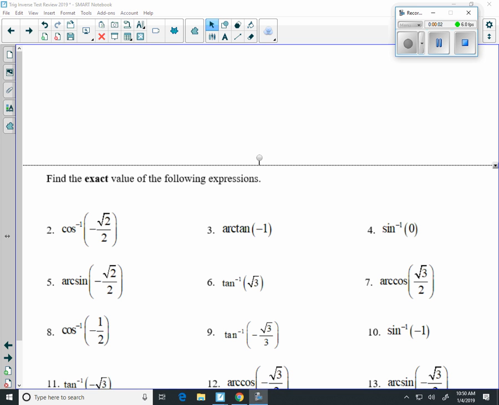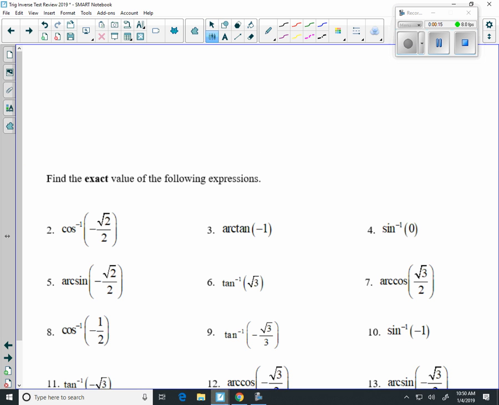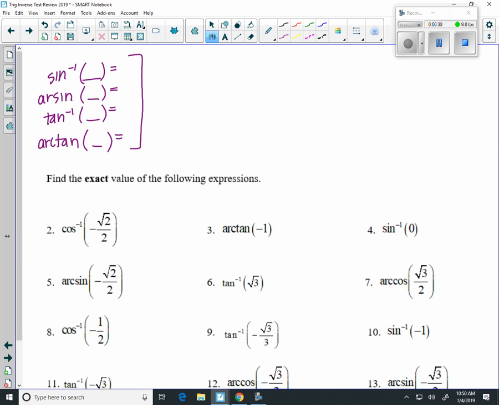So in this next section, we just have a bunch of exact value problems for arc sine, arc cosine, and arc tangent. What I would do to focus yourself is to make some notes. If you see sine to the -1, arc sine, tangent to the -1, or arc tangent, your answers can only be from a certain part of the unit circle.